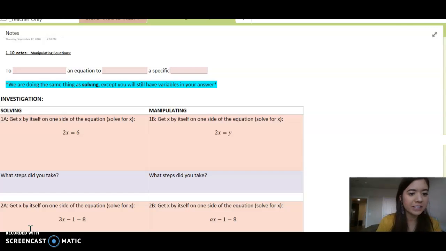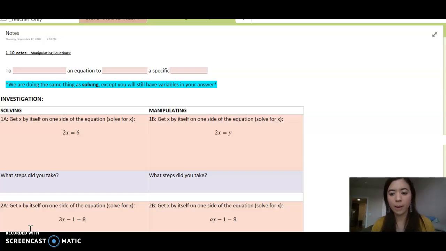Today, this lesson is on manipulating equations. So basically, we're going to be still solving equations, but not necessarily for numbers. And this is something that's super useful.